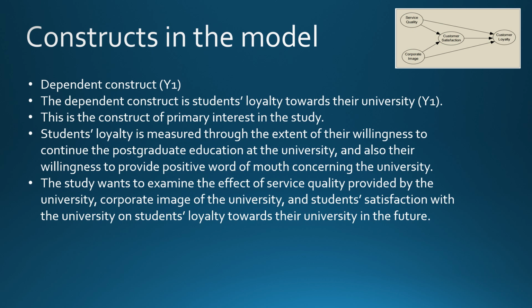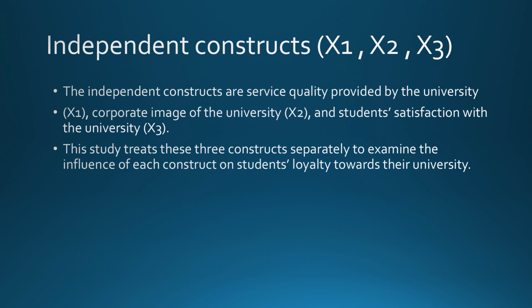The study wants to examine the effect of service quality provided by the university, corporate image of the university, and students' satisfaction with the university on students' loyalty towards their university in the future. Independent constructs, X1, X2, X3. The independent constructs are service quality provided by the university, X1, corporate image of the university, X2, and students' satisfaction with the university, X3.